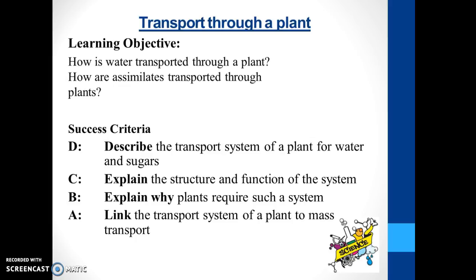So how is water transported through a plant, and how are assimilates transported through a plant? And when I say assimilates, I'm meaning sugars, ions, etc. So you're going to describe for me the transport system, explain that system and the function of it, and then why do plants require it, and link it all back to mass transport. Again, surface area to volume ratio, metabolic rates, why do plants need a mass transport system?